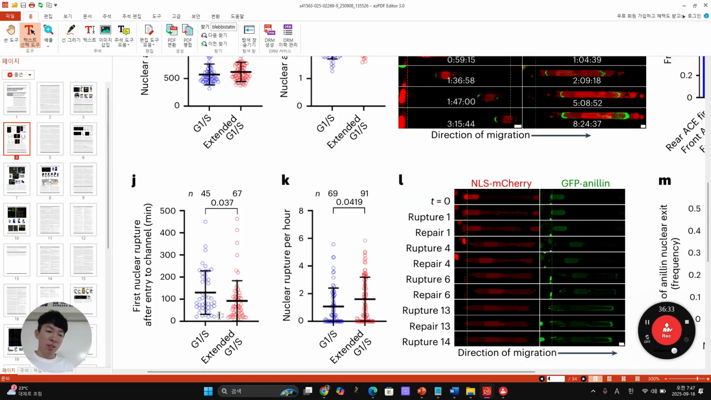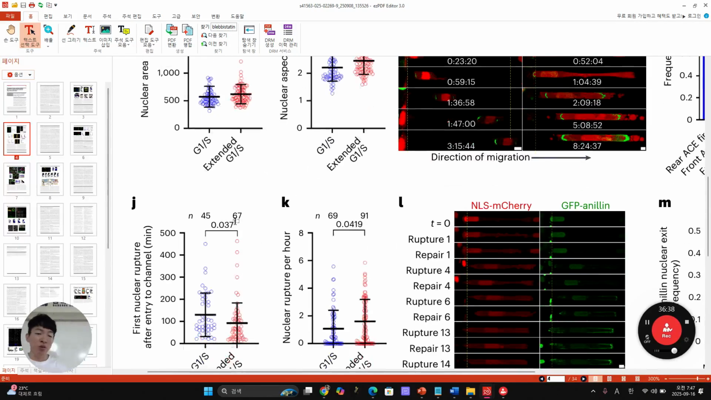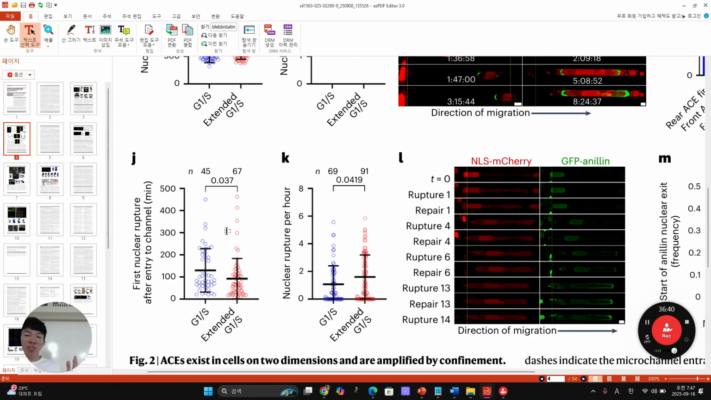And then actually, why are they doing this extended G1S? They want to know if the nucleus can act as a mechanosensor. That's why they check first nuclear rupture after entry to the channel, which means, when you see that, how long does it take to have this NLS leaking into the cytoplasm? Here, relatively no leaking, T0. Rupture 1 means that they are a little leaked, a little color here, right? This is a little color like this.